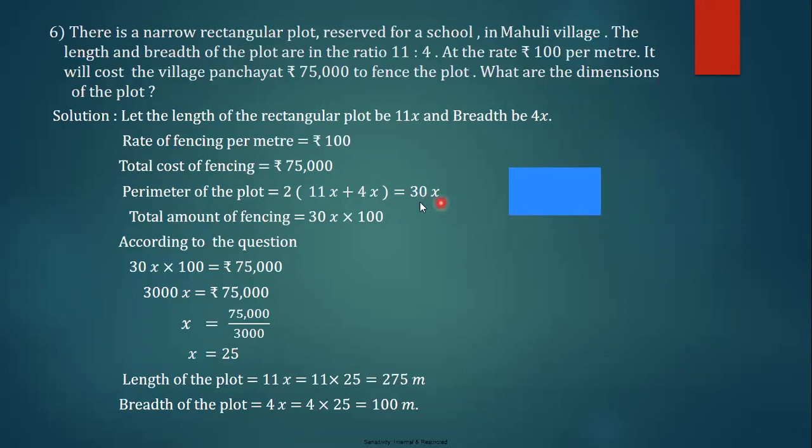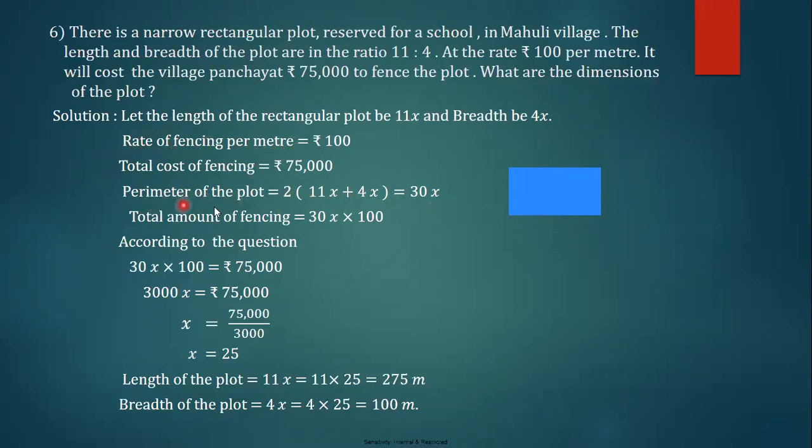For a rectangle, what is the formula? The perimeter of the plot will be 2 into (L plus B). L is 11x, B is 4x. So 11x plus 4x is 15x, and 15x into 2 gives 30x. So the perimeter of the plot will be 30x.